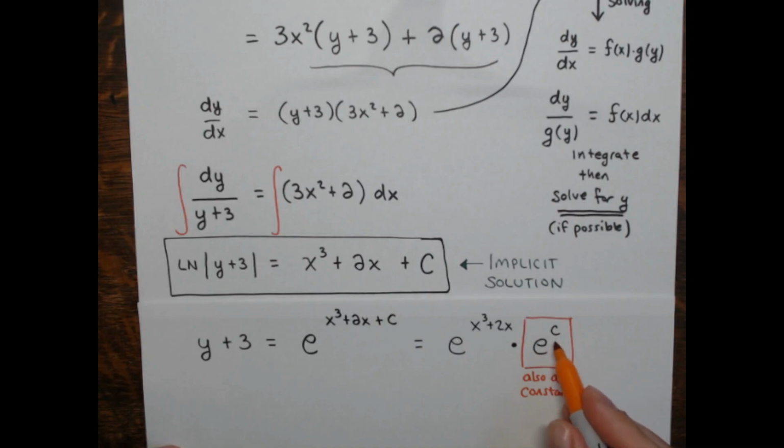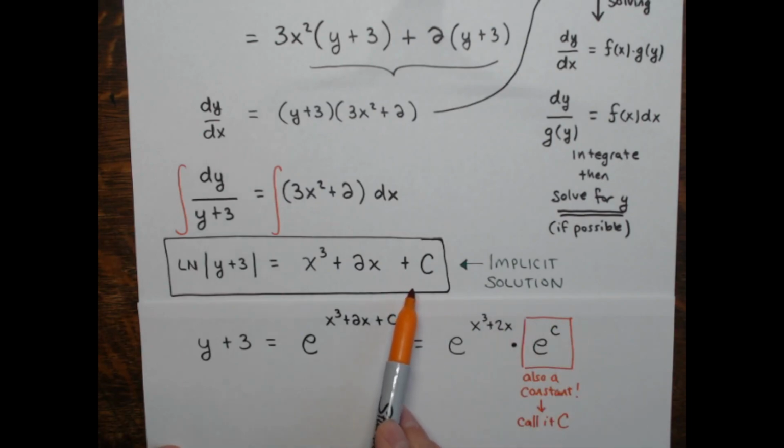This is a fixed value. There are no variables in this. So because it's also a constant, very often you'll see them do this. Hey, I have another constant here. I'm going to call it C again. Keep calling my constant C.